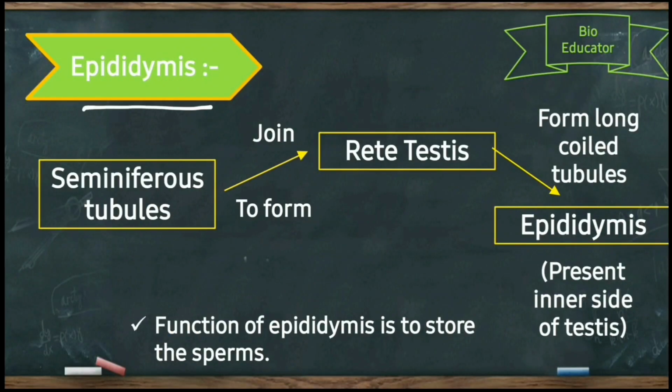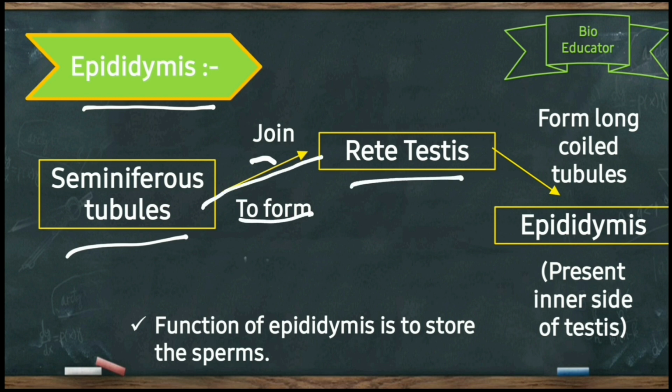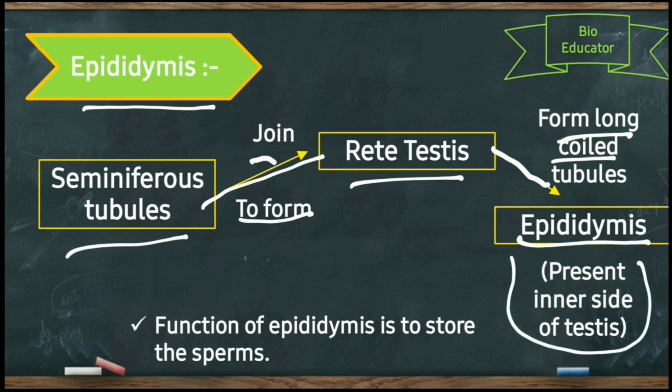Epididymis. It is the next part after rete testis. Take a review here. All the seminiferous tubules join to form rete testis. They pass the sperm cells into it. Then the rete testis passes the concentrated sperm cells into a long coiled tubule known as epididymis, which is present inside the testis. The main function of the epididymis is to store the sperms.